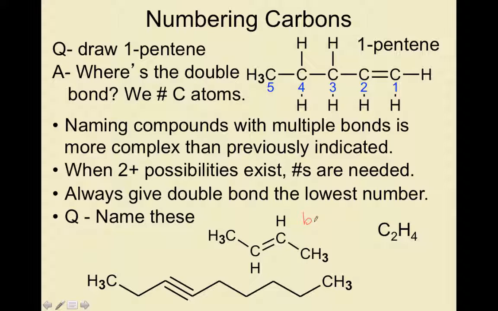Now I have to indicate which carbon the double bond is on. And if I start counting from this side, 1, 2, oh, this is on the second carbon. Let me try from the other side. 1, 2. Okay, it's the same no matter what. 2-butene.